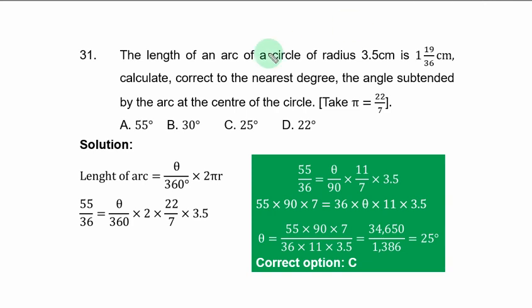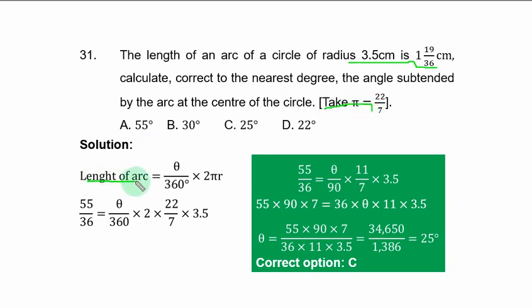Question 31. The length of an arc of a circle of radius 3.5 is 1 19/36 centimeters. Calculate, correct to the nearest degree, the angle subtended by the arc at the center of the circle. Take pi equal to 22/7.